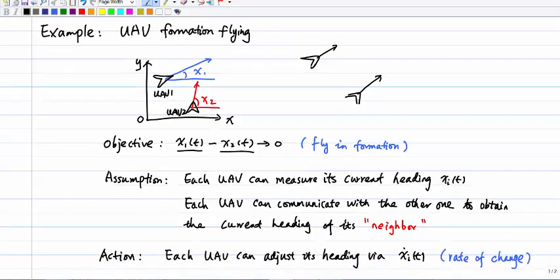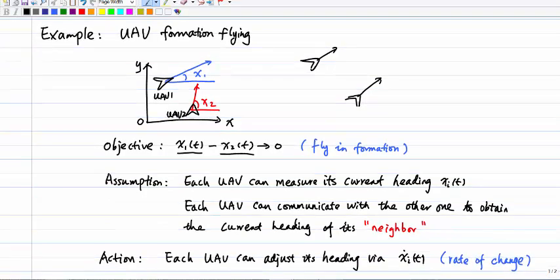Here we also assume that each UAV can measure its current heading. For example, if it's turning, it knows its current heading. Also, each UAV can communicate with the other one to obtain the accurate heading of its neighbor. They are sort of neighbors, because UAV 1 talks to UAV 2. We assume that UAV 1 knows its own heading and also knows the heading of UAV 2. Similarly, UAV 2 knows its current heading as well as x1. That's the assumption.